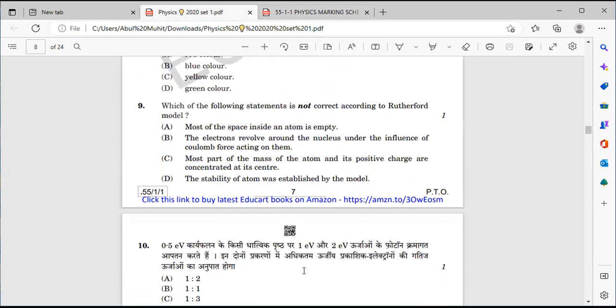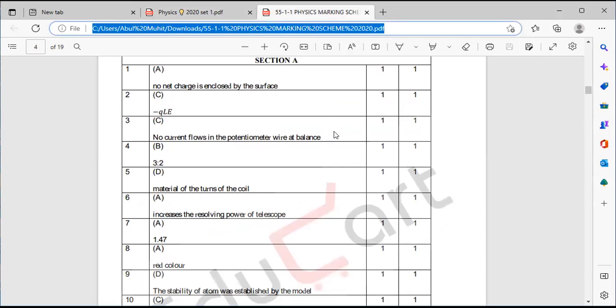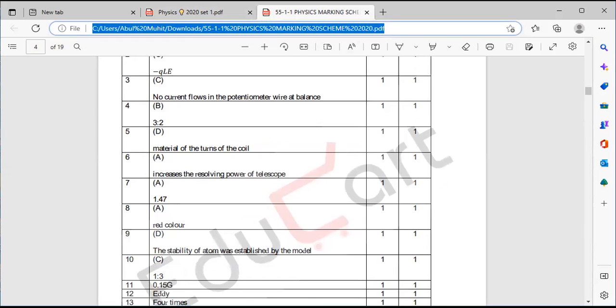Now, which of the following statements is not correct according to the Rutherford model? Most of the space inside an atom is empty. He told this. The electron revolves around the nucleus under the influence of the Coulomb force acting on them. Yes, it is here. Option D: most part of the mass of the atom and its positive charge are concentrated at its center. This also he told. The stability of the atom could not be established using this. So option D is the answer.